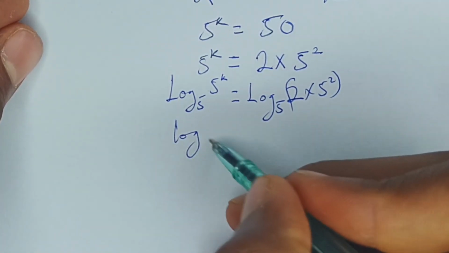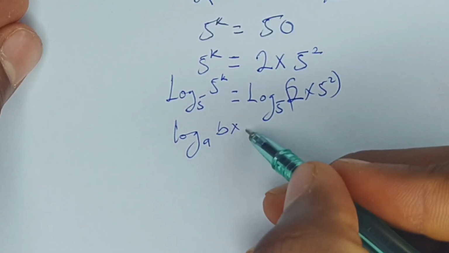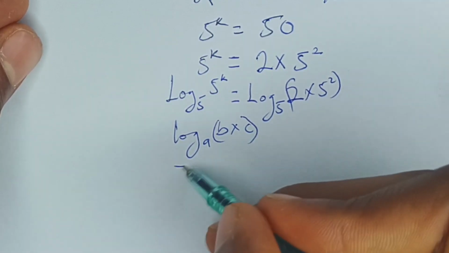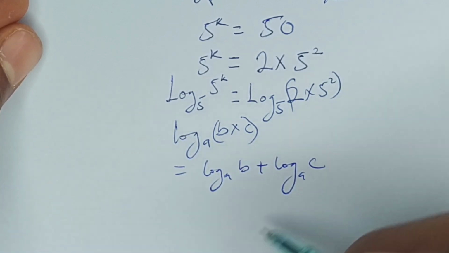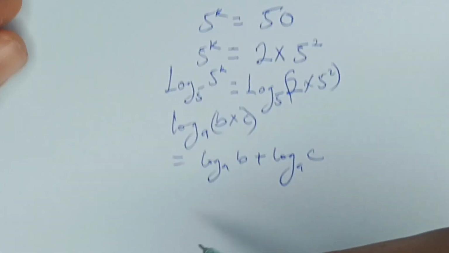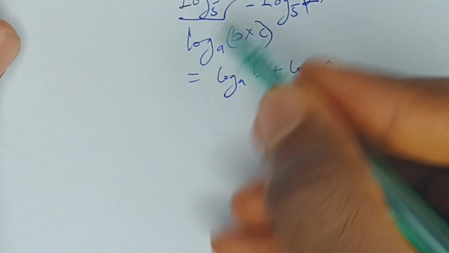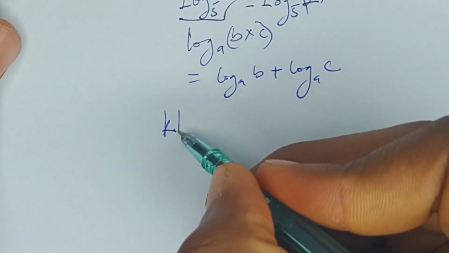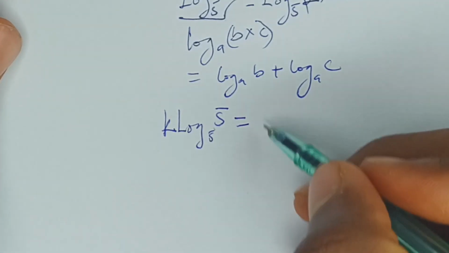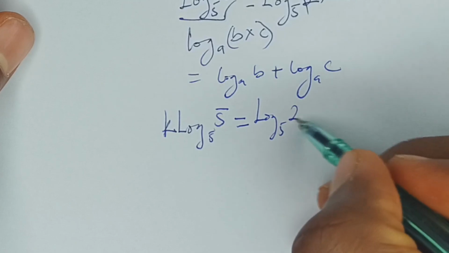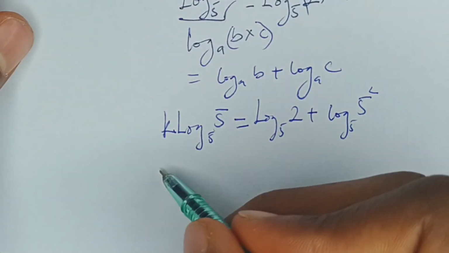Recall that logarithm in base a of b times c will be equal to logarithm in base a of b plus logarithm in base a of c. Okay, so moving on from here, we now have logarithm in base 5 of 5 to the power k can be written as k times logarithm base 5 of 5 to be equal to logarithm in base 5 of 2 plus logarithm in base 5 of 5 squared as well.